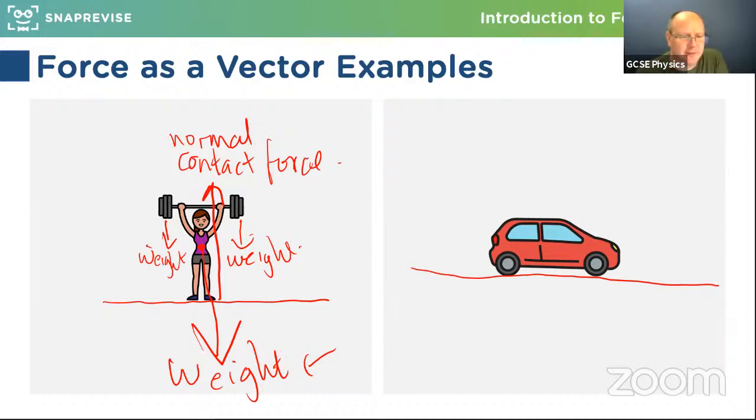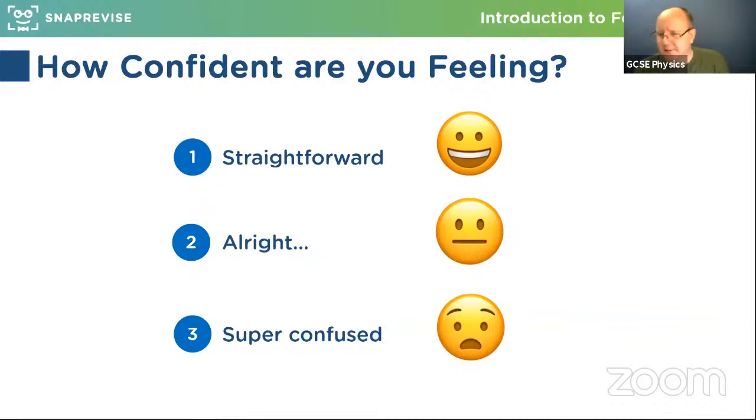Okay, I think we've covered enough with the car, to be honest, because I think we're repeating ourselves at that point. So how happy are we with labeling contact and non-contact forces and describing forces acting on different objects? If I could have 1s, 2s and 3s, that would be brilliant.